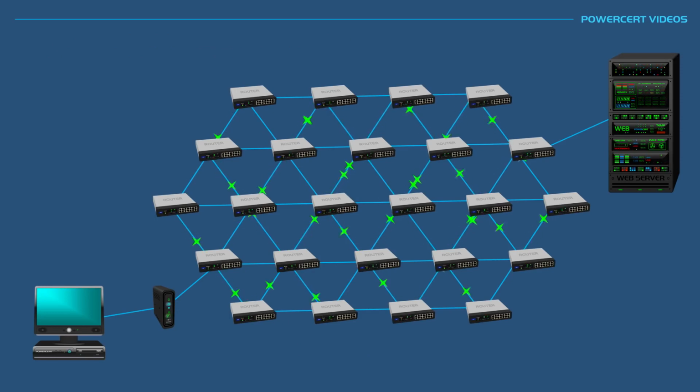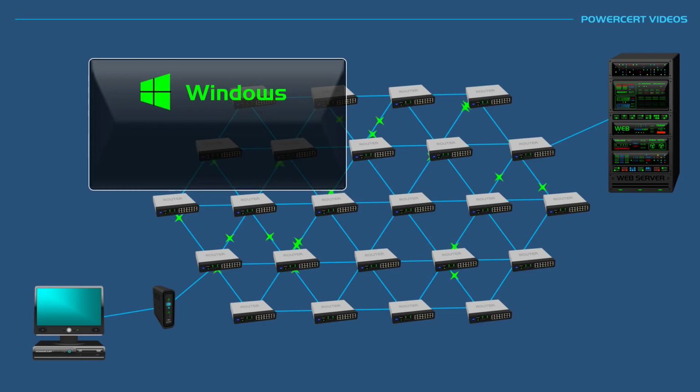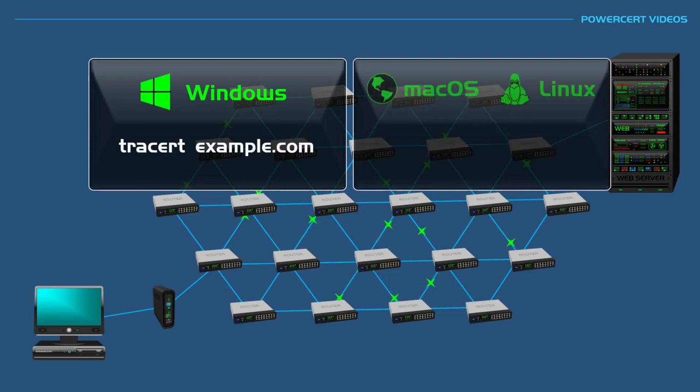And in conclusion, Traceroute can be run on different operating systems. In Windows, you type tracert and then the domain name or IP address, and in Mac or Linux systems, you type traceroute and then the domain name or IP address.